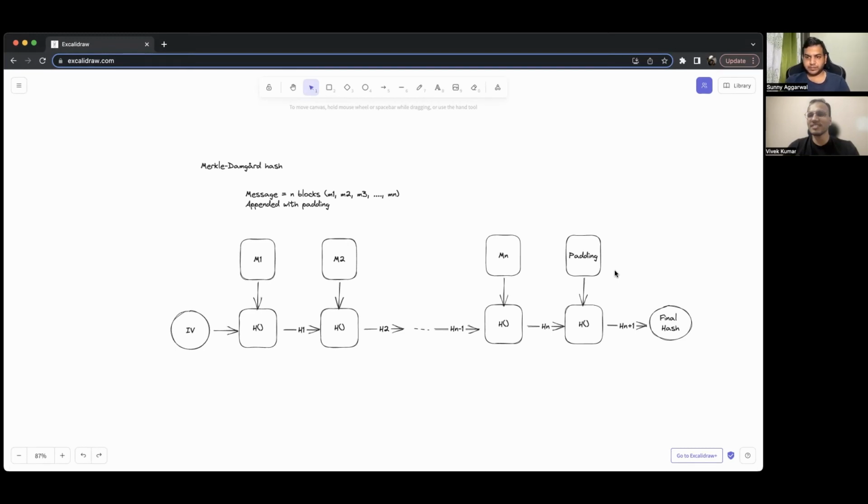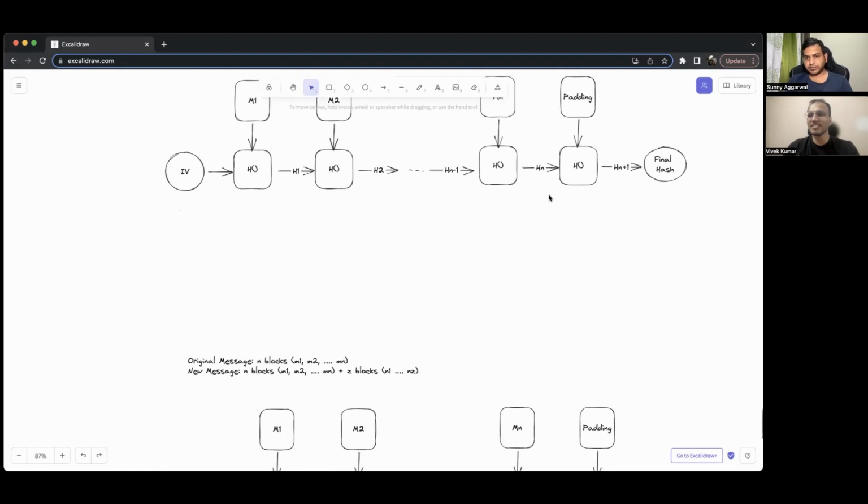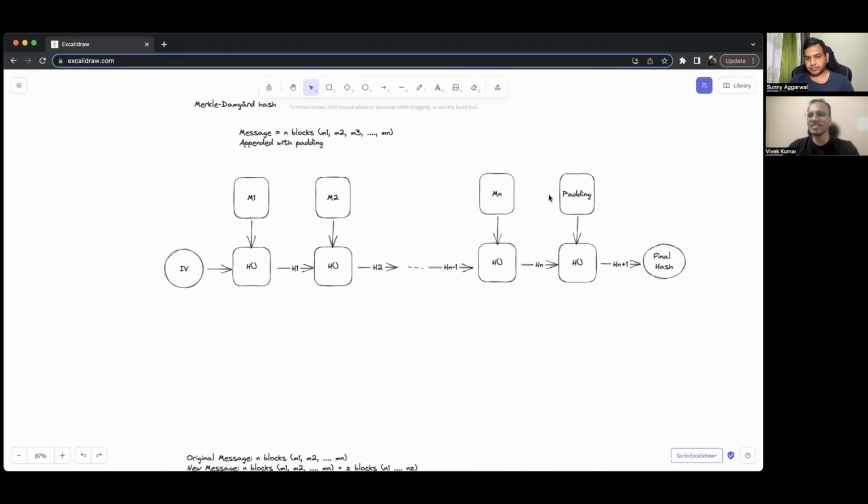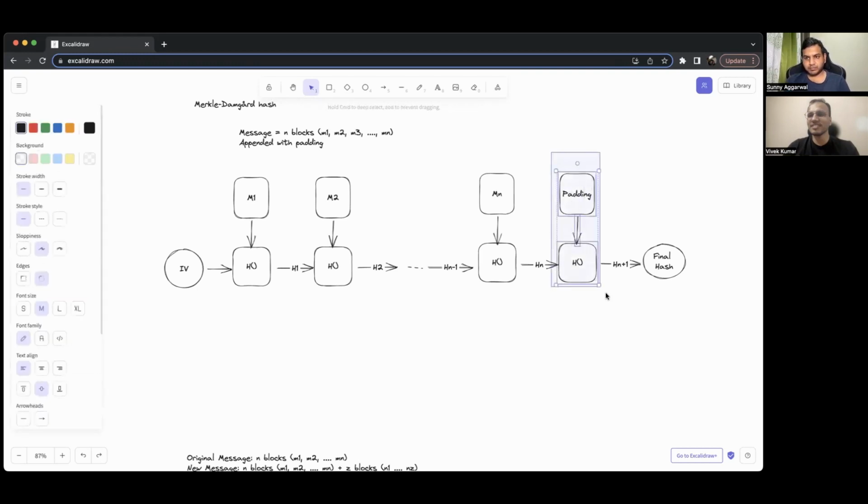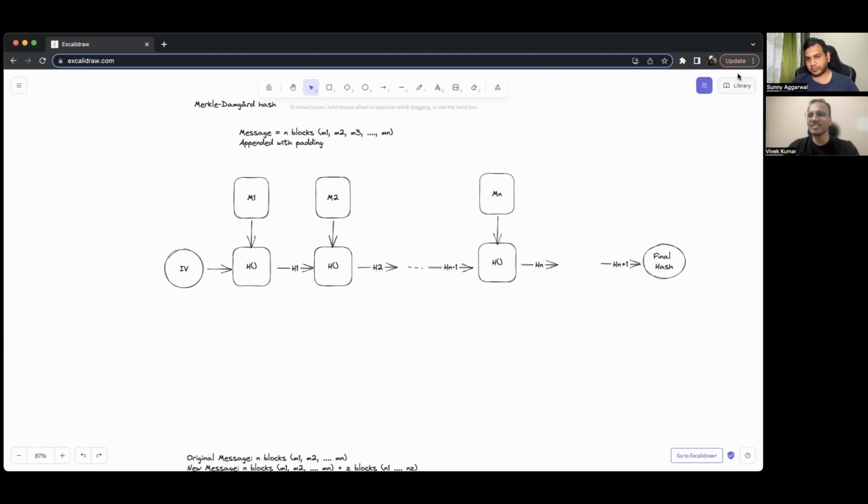So even with this null character, or the end delimiter sort of thing present, can the length extension attack still happen? Yes, it can. To make it much simpler, I can remove the padding over here. Let's say I remove it, and in this case, the final hash will be Hn. Hn will be the final hash over here.